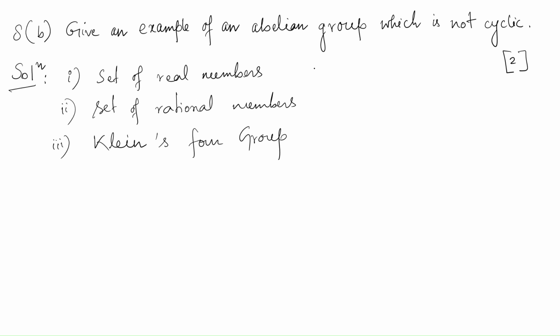Here the first 2 examples are of infinite groups and Klein's 4 group is a finite group. The set of real numbers and the set of rational numbers, both of them are abelian groups which are not cyclic under the binary operation addition.